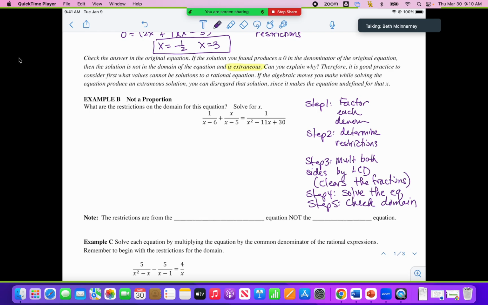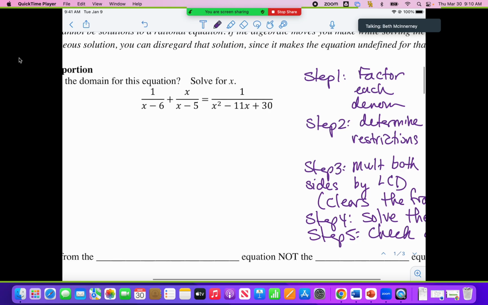All right, so watch what I'm going to do. So I'm going to go through my steps. I'm going to factor the denominator on the right side. Now, it will not always work like this, okay? It's not always that the right side is the combination of the left side denominators.